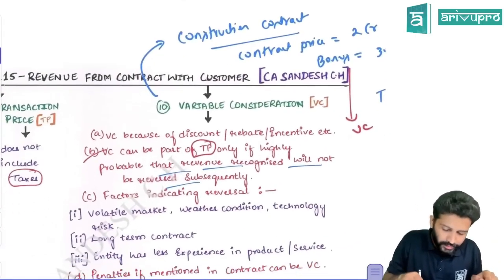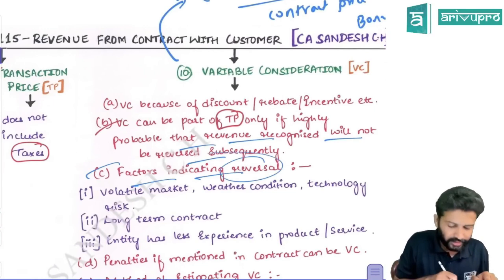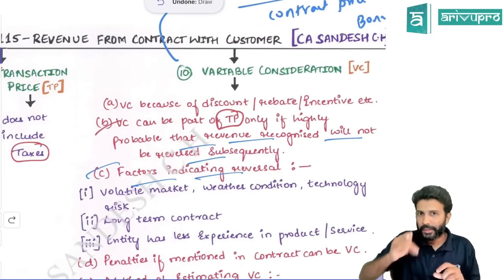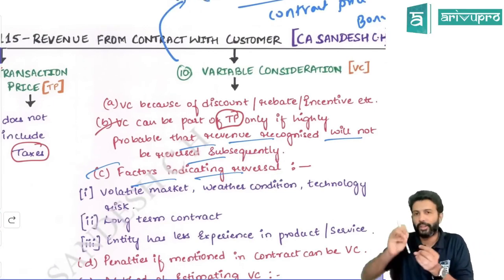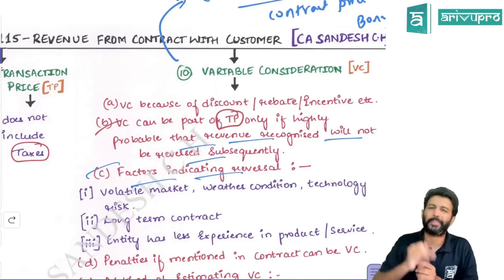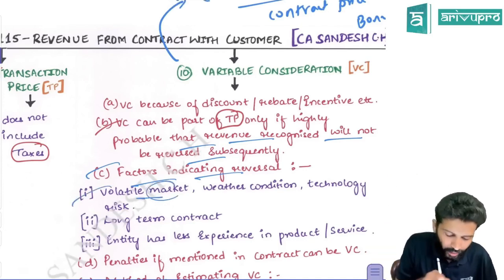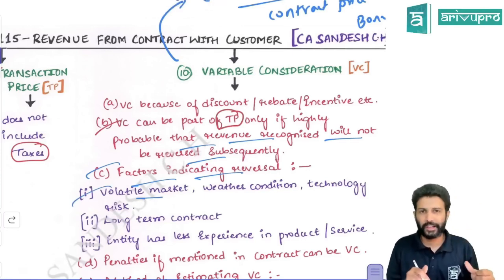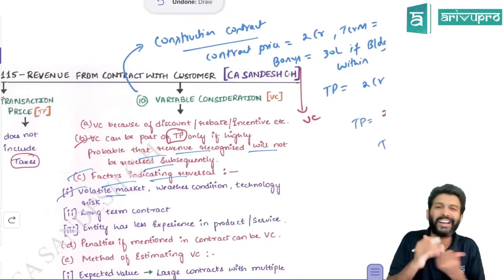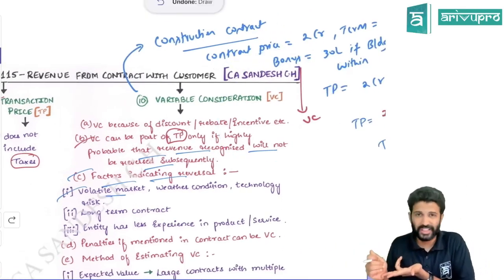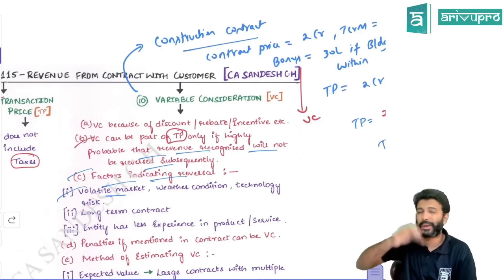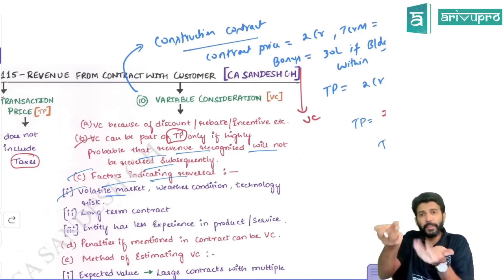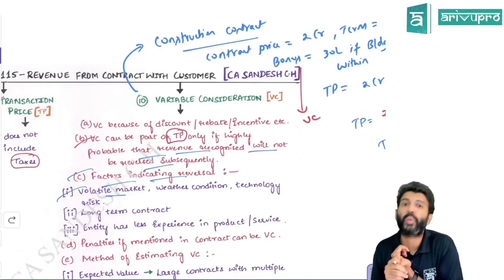Then certain factors may indicate that the reversal of revenue may happen. Meaning certain factors may indicate that you should not add variable consideration to the transaction price. What are those factors? One is a very volatile market. If there is too much fluctuation, especially in construction contracts, you need labor, materials, and all that stuff. If it's a very volatile market and the price is dynamic, sometimes we may not get the desired quality product within time.